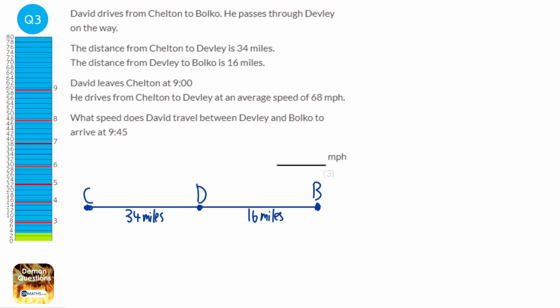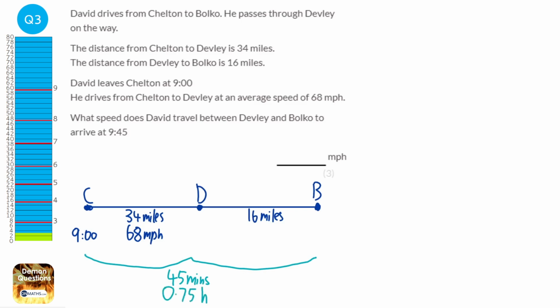David leaves Chelton at 9 o'clock. He drives from Chelton to Devley at an average speed of 68 miles per hour. And what speed does David travel between Devley and Bolko to arrive at 9:45? So the whole duration of this needs to be 45 minutes, or 0.75 hours. And the entire distance is 34 plus 16, so that would be 50 miles.